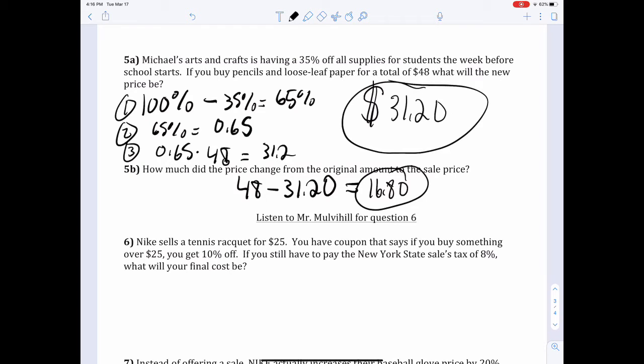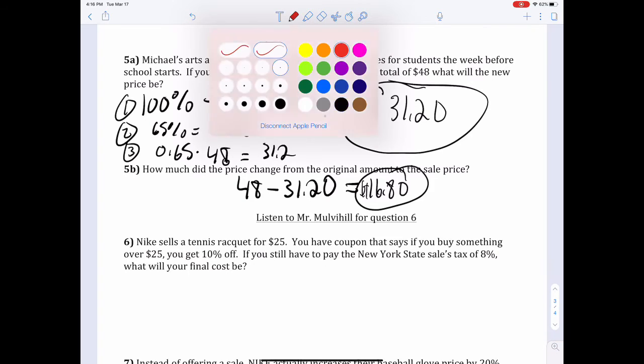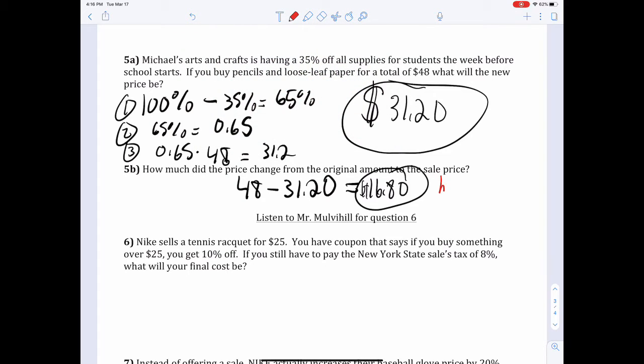So you got $16.80. This is how much you saved. This is how much you paid. There's the difference.